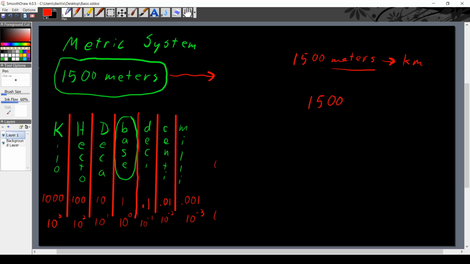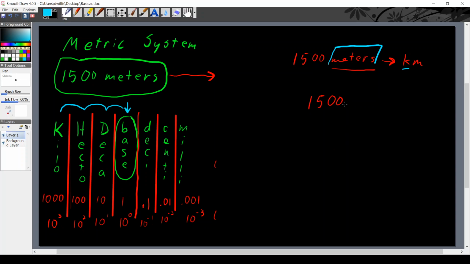Let's switch to this kind of baby blue. So I've started at 1,500 meters, and that is my base unit. So I'm right here, and I would like to go to kilometers, and I just need to ask myself, how many steps is that? This is one way to do that. It's 1, 2, 3 little hops to the left.